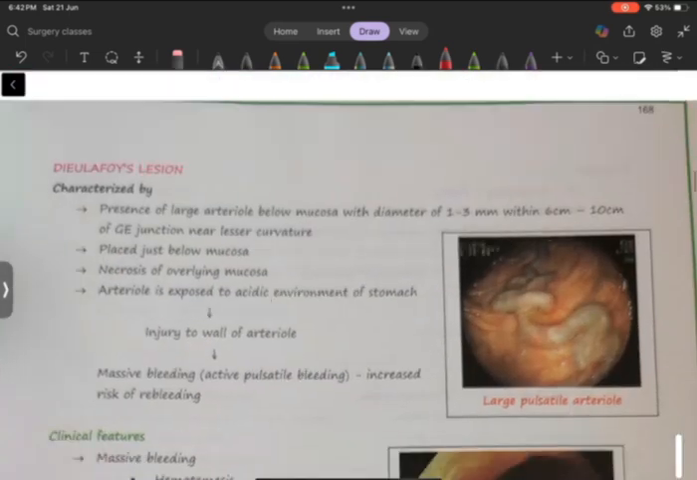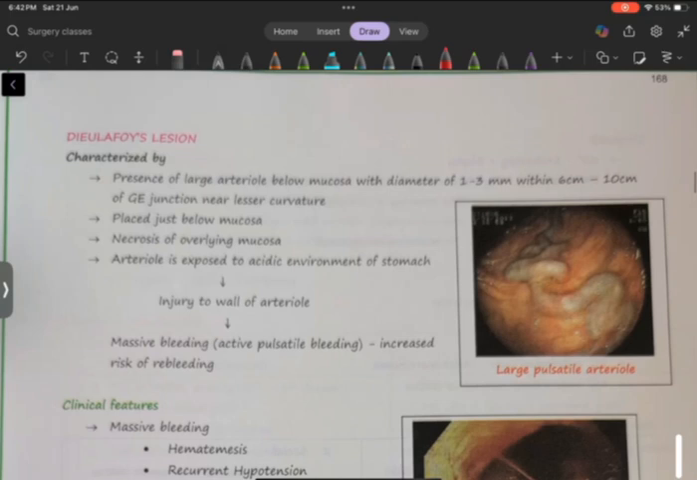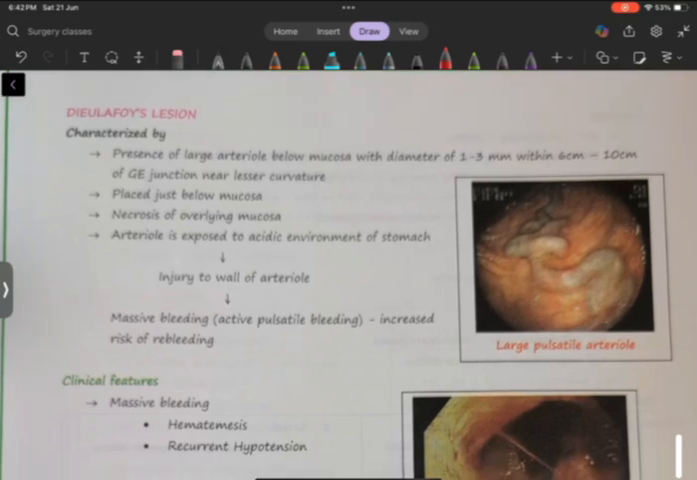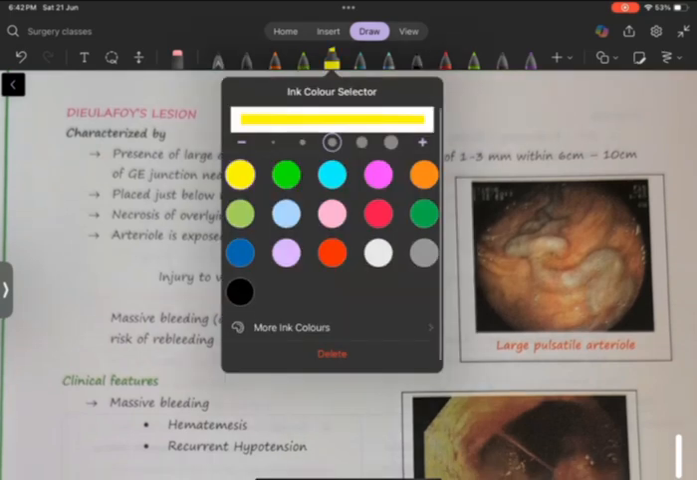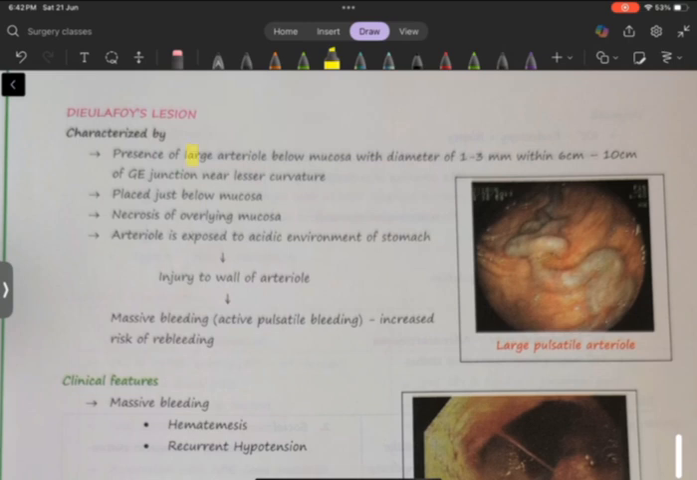Okay, next bleeding disorder of stomach is called as Dieulafoy's lesion. So what is different here? There is presence of a large arteriole below the mucosa with diameter of about 1 to 3 mm. So what you are able to see here, which is a bit dilated snake-like structure running along the mucosa of the stomach, that is a enlarged arteriole. Okay, so usually this will be seen about 6 to 10 centimeters of gastroesophageal junction near the lesser curvature.